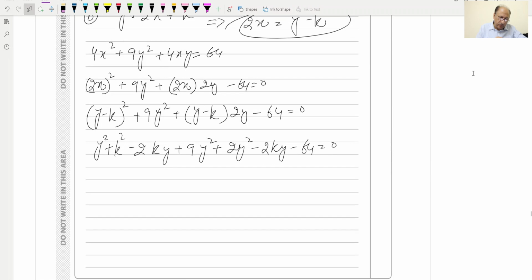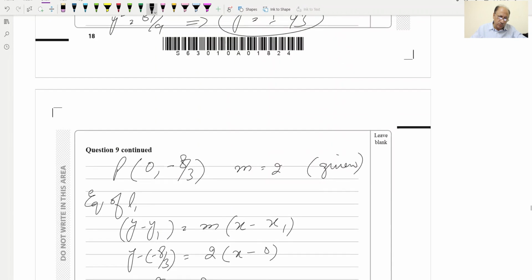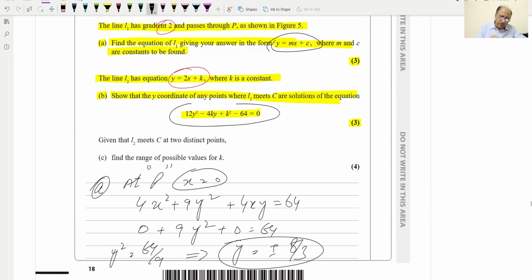Now adding the like terms, y squared, 9y squared and 2y squared, so 12y squared, and minus 2ky and minus 2ky will result in minus 4ky, and then plus k squared is also there, and minus 64 is equal to 0. So this will be basically the equation which we wanted to show, and we have shown this equation.